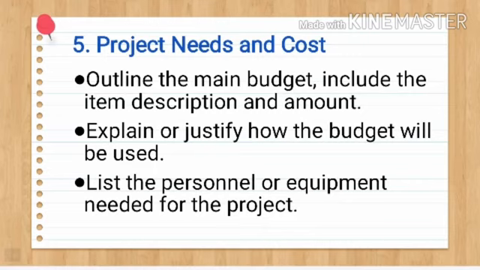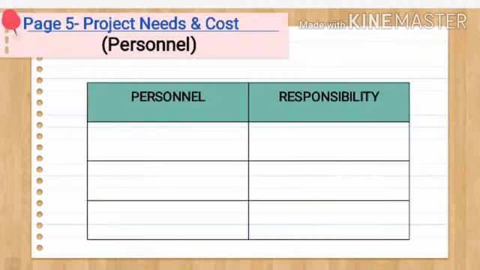The fifth part of our concept paper is the project needs and cost. It outlines the main budget, including the item description and amount. It explains or justifies how the budget will be used, and it also provides a list of personnel or equipment needed for the project. For your page 5, we have the project needs and cost.